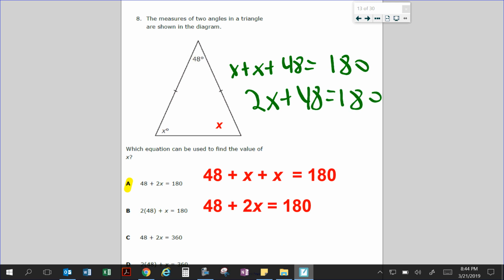Let's look at our answer choices. Well, we know it can't be C and D. That's just 360. So it's either A or B. Well, I see 2 x's, and I see a 48. That's why A makes sense.